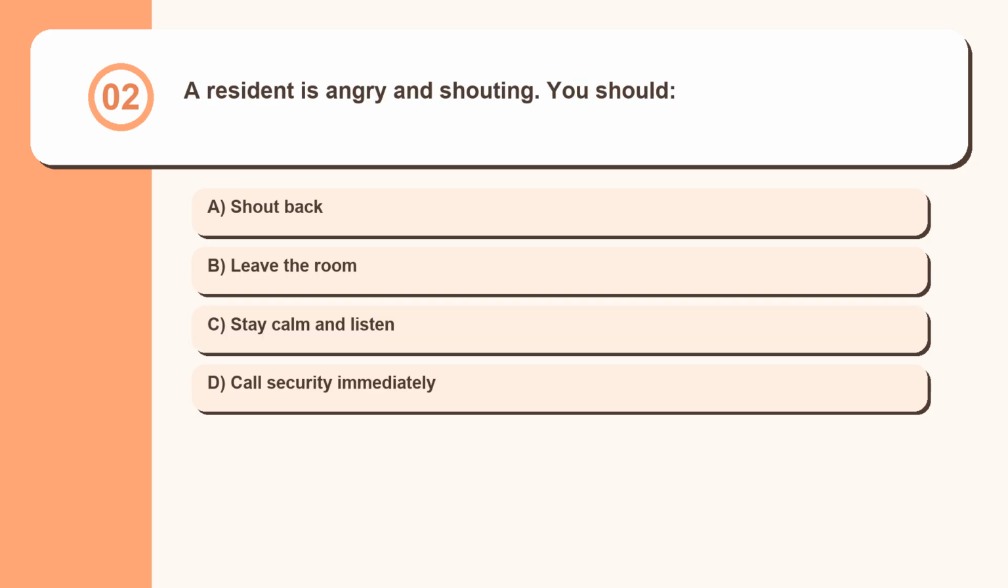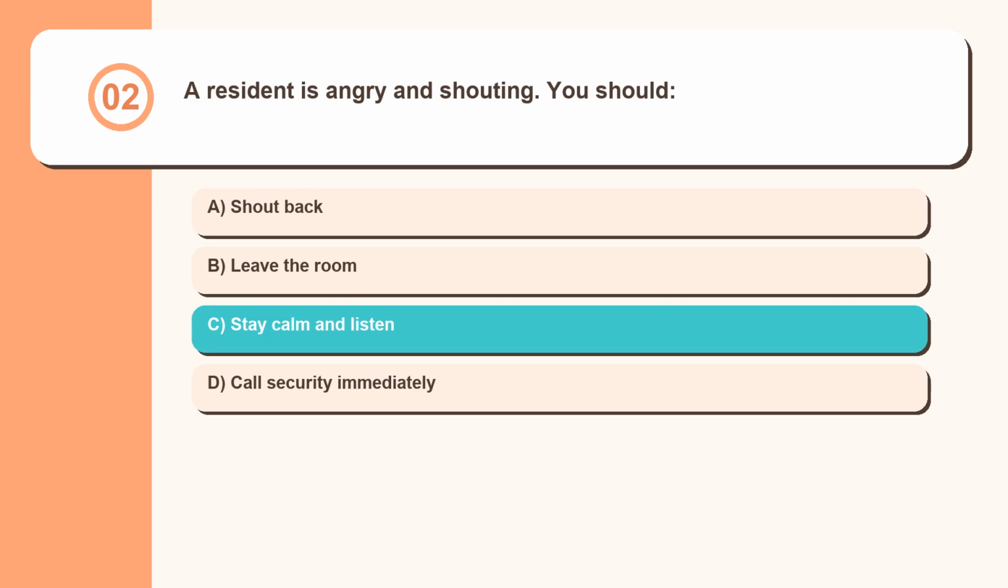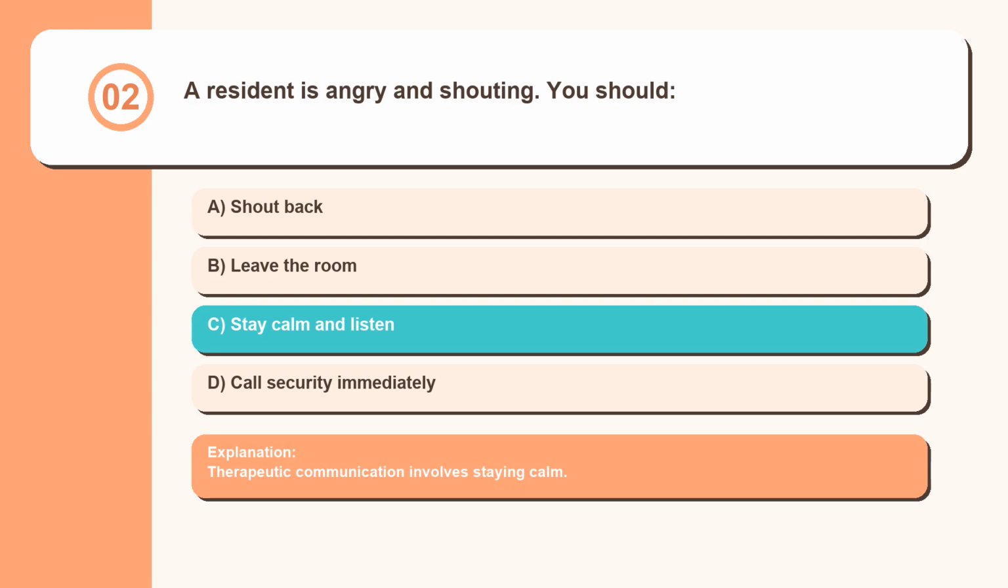Question 2. A resident is angry and shouting. You should shout back. Leave the room. Stay calm and listen. Call security immediately. Therapeutic communication involves staying calm.